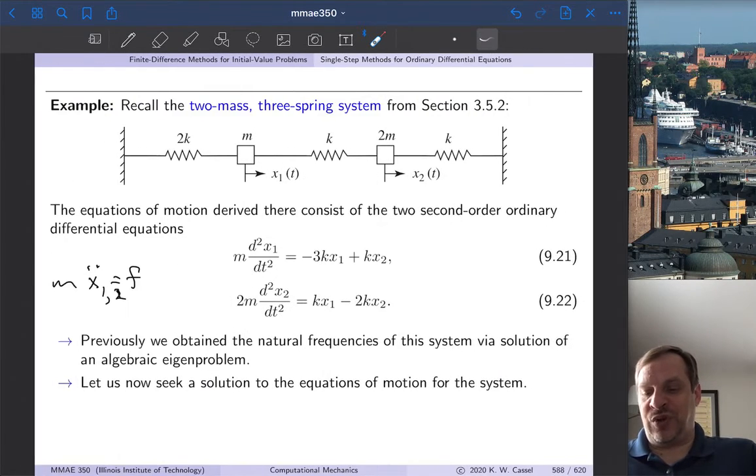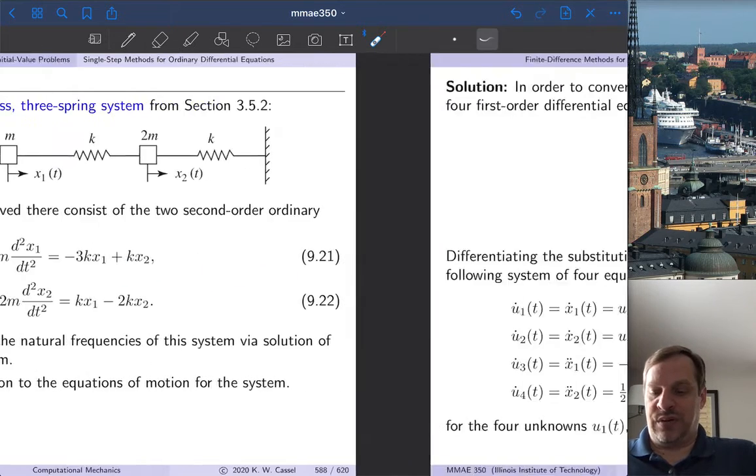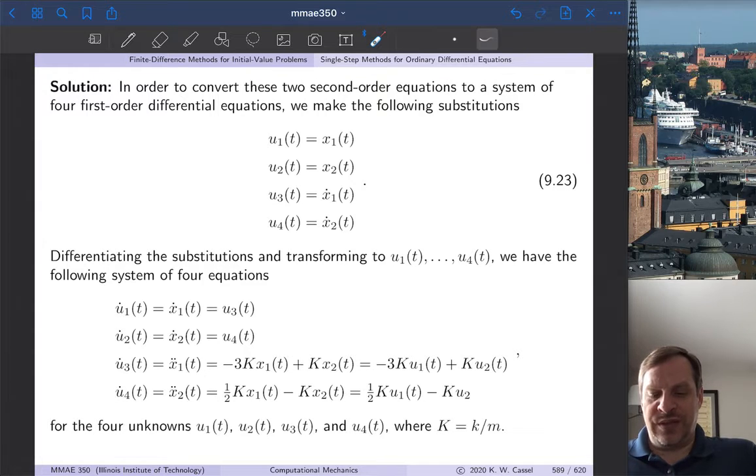x1 double dot, we have to go back to the original differential equation. So this is x1 double dot, so bring the m over to the right-hand side, and that is x1 double dot. So you see that right here. Now this capital K is little k over m, so I've combined them here. So that's that. Once again, we don't want x1s and x2s, those are the old dependent variables. We want only u1s and u2s and u3s and u4s. So x1, what is that? That's u1, so u1. x2, what is that? Well, that's u2, so u2.